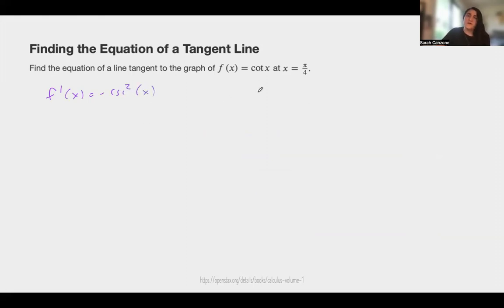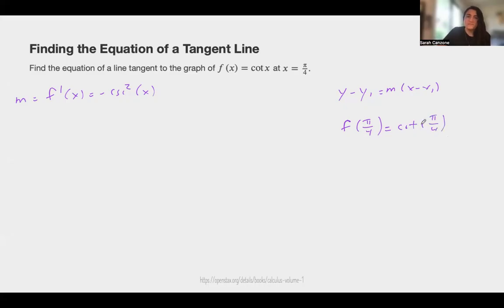When we're looking to find the equation of the line, we remember we are looking for y minus y1 equals m times x minus x1, where the derivative is in fact your slope. If we're looking at a specific point, we'll need to find the y value, and then the derivative at that point is the slope. So let's go ahead and find the y value, f at pi over 4. Again, this requires us to know our unit circle. This is cotangent at pi over 4.